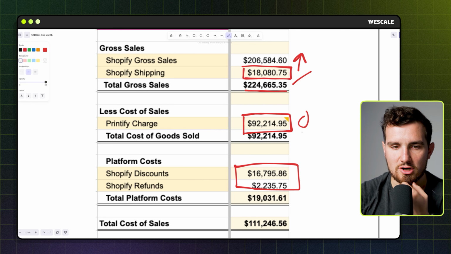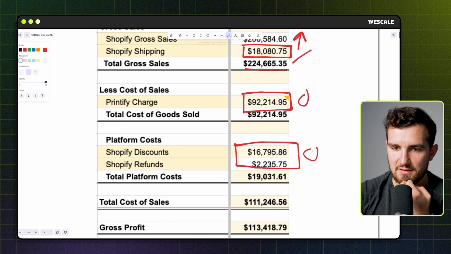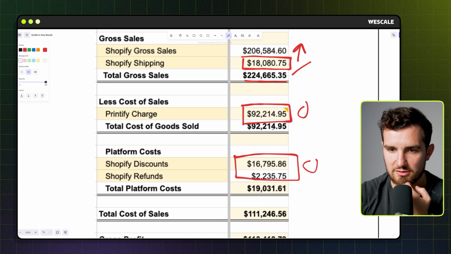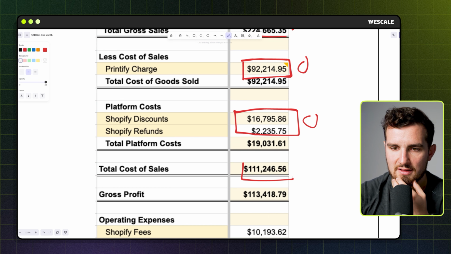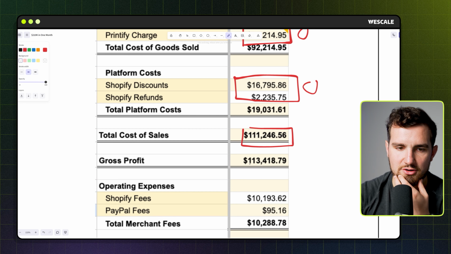So this is a variable cost. Same thing with these down here. And there you can see refunds. So we did 200,000, so it's 1%. So total cost of sales, $111,000, gross profit, $113,000.